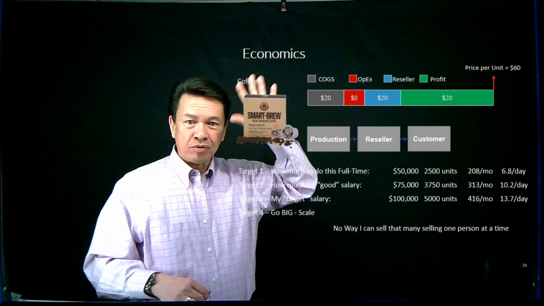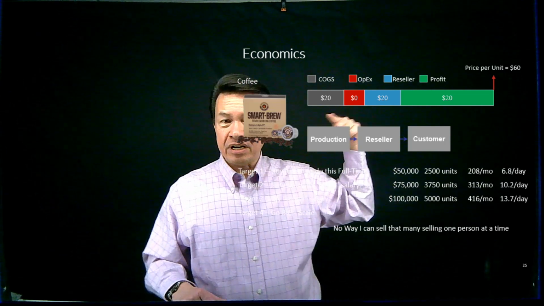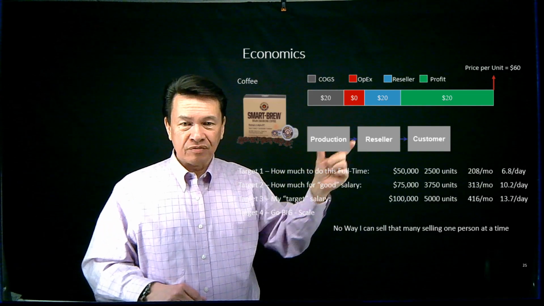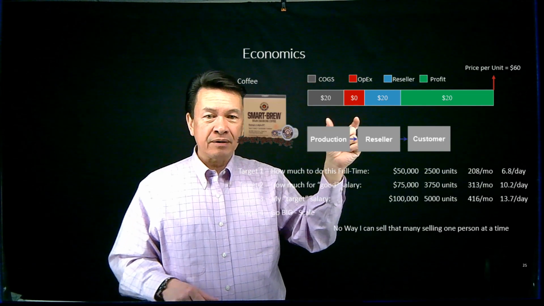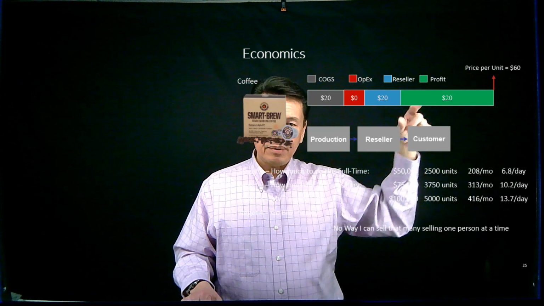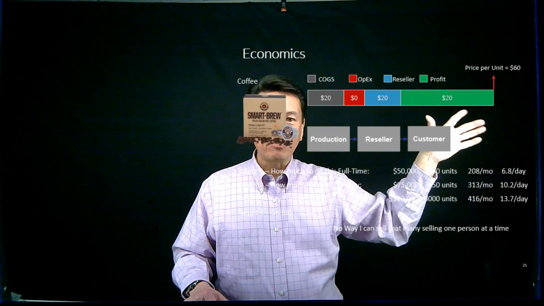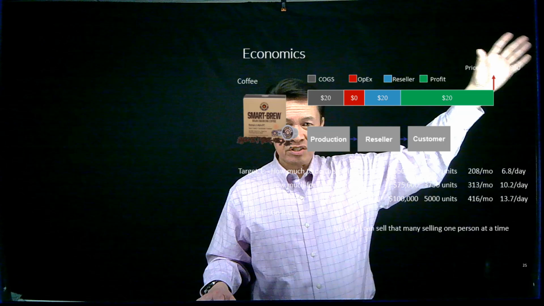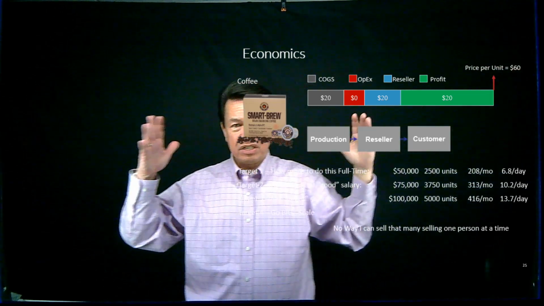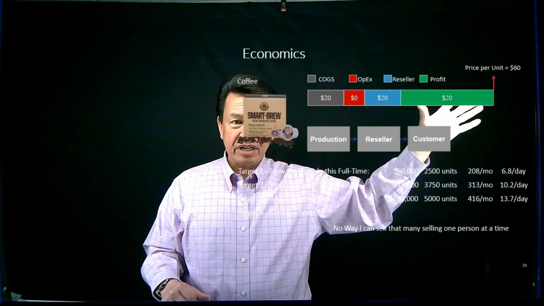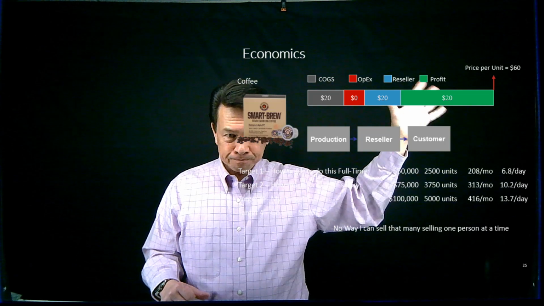So that's called Smart Brew, okay? And in this case, let's say it's $20 to actually create, right? So my whole box of coffee in there, about $20 to create it. I've got some overhead. In this case, I'm going to have a reseller, but let's say my profit margin is 20, right? So I'm going to sell it for 60 bucks, which is kind of pricey, but $60 for the box, okay? And I make $20 every time I sell it, okay?